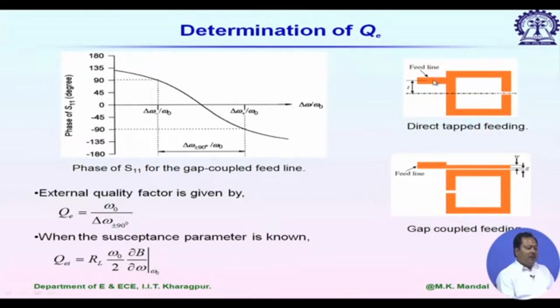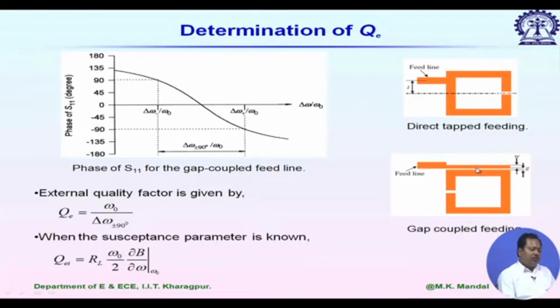Now, if you can calculate the input impedance as seen by your feed line, then we can also calculate the Q external mathematically. It is equal to RL into omega naught by 2 into del B by del omega at omega naught. But for the first structure, we can directly calculate the input impedance, because from this input point it looks like two open stubs, one open stub on top, one open stub at the bottom, and they are in parallel at this feed point. So, we can easily calculate the input impedance seen by the feed line, and we can calculate the external quality factor for the first example.